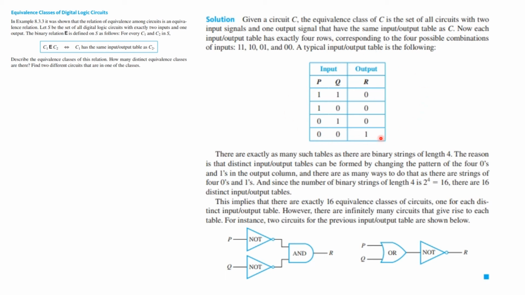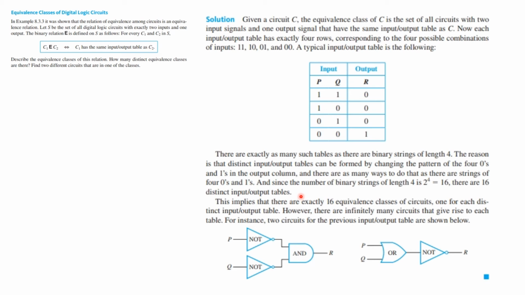And so this is an input-output table, and any circuit that works this way is equivalent to this. Now they ask us how many of them there are, and there are exactly as many as such tables that we have, and these are binary strings of length 4. Since the number of binary strings of length 4 is 2 to the 4th, or 16, there are 16 distinct input-output tables.